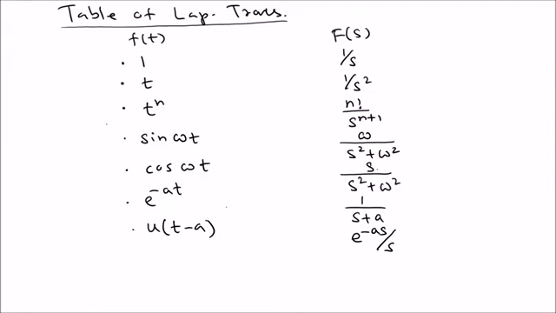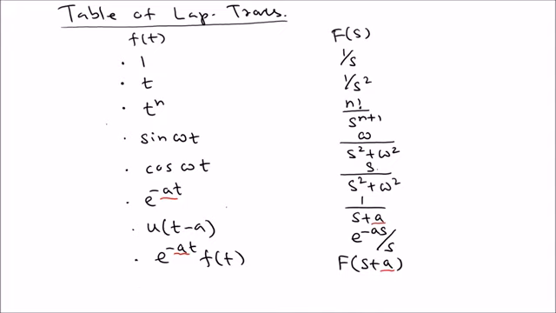And then we have the first shifting theorem. It is e to the minus at times f(t). If you get e to the minus at f(t), you just take the Laplace transform of the function and replace s by s plus a. So again, opposite sign. It's a good thing to remember. But in the Heaviside function, it's the same sign.